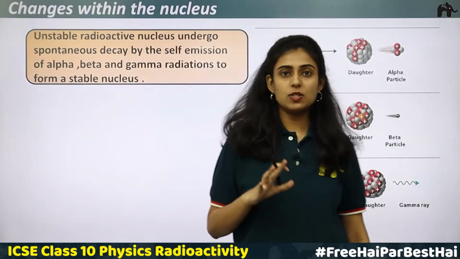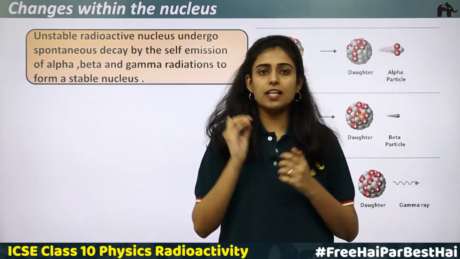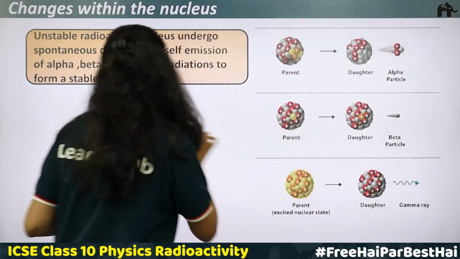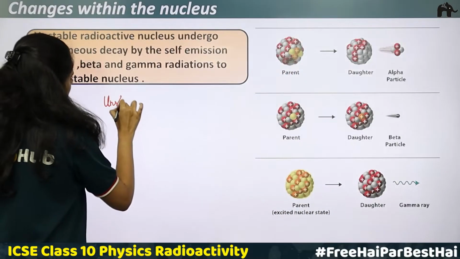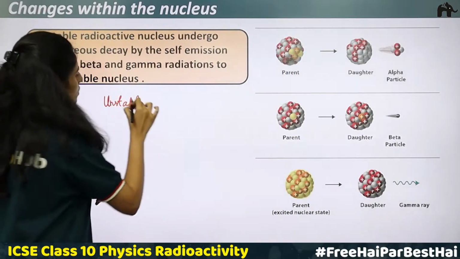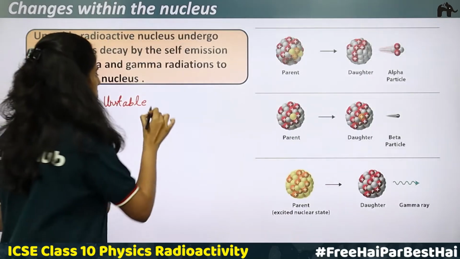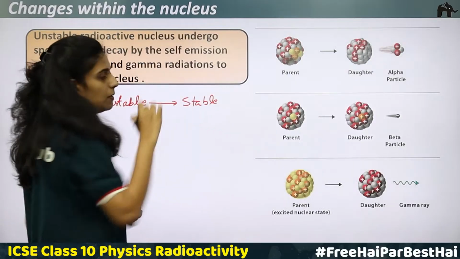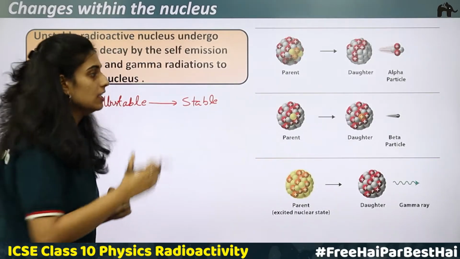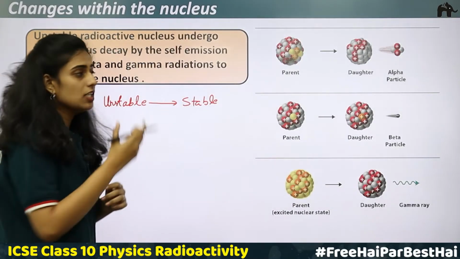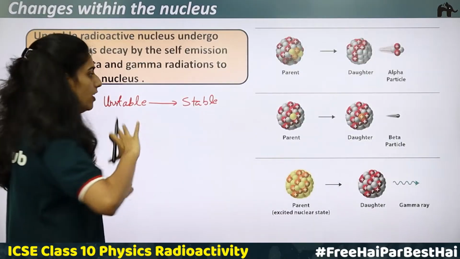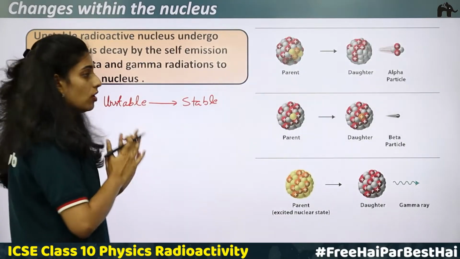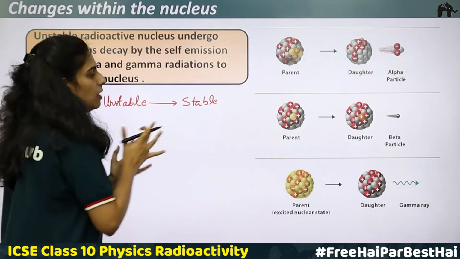By now we have understood radioactive substances. These radioactive substances are unstable in nature, so they should be made stable. They become stable by emitting radiations like alpha radiation, beta radiation and gamma radiation from their nucleus. Then they come to the stable state.